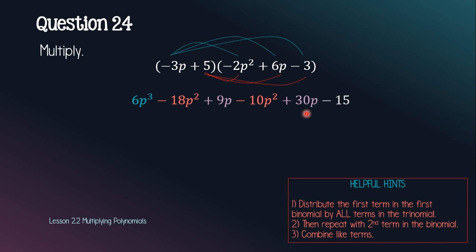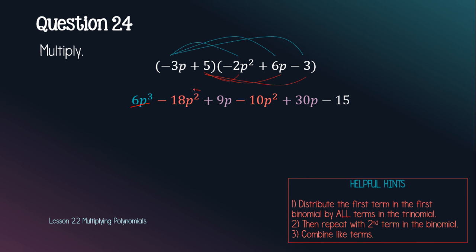And then you can see I've color-coded in the next step. And if you don't have colors, you can also use shapes or different underlines, and that might help you when determining which ones are like terms. So like the 6p cubed, there are no other p cubed terms. So it's a single term. It doesn't have any like terms. It's just going to stay as is.